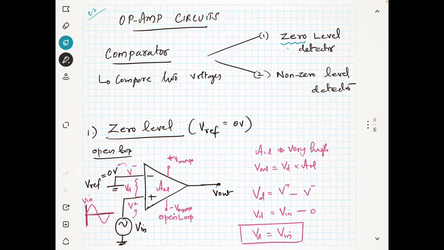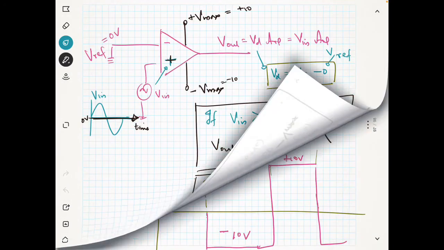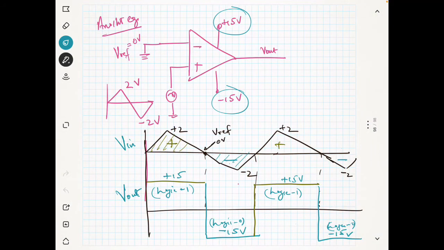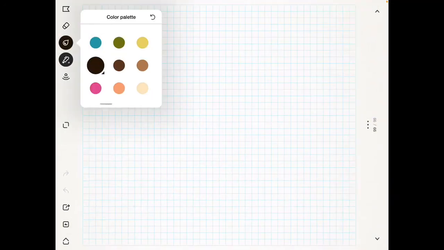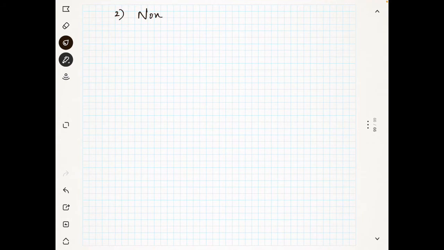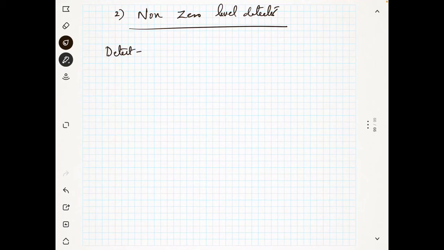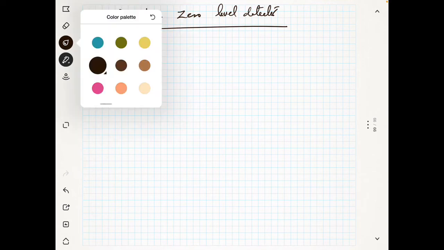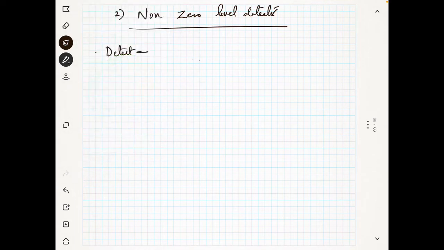Next comparator is the non-zero level detector. That is what we are going to discuss now. The non-zero level detector will detect non-zero levels.